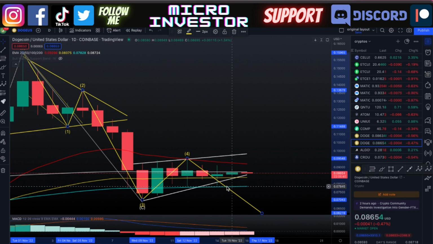But at the same time, we have our 20-day moving average that is working its way down. And due to that, that might help send the price of Dogecoin down lower as it creates a little bit more pressure within the possibility of a sell-off.